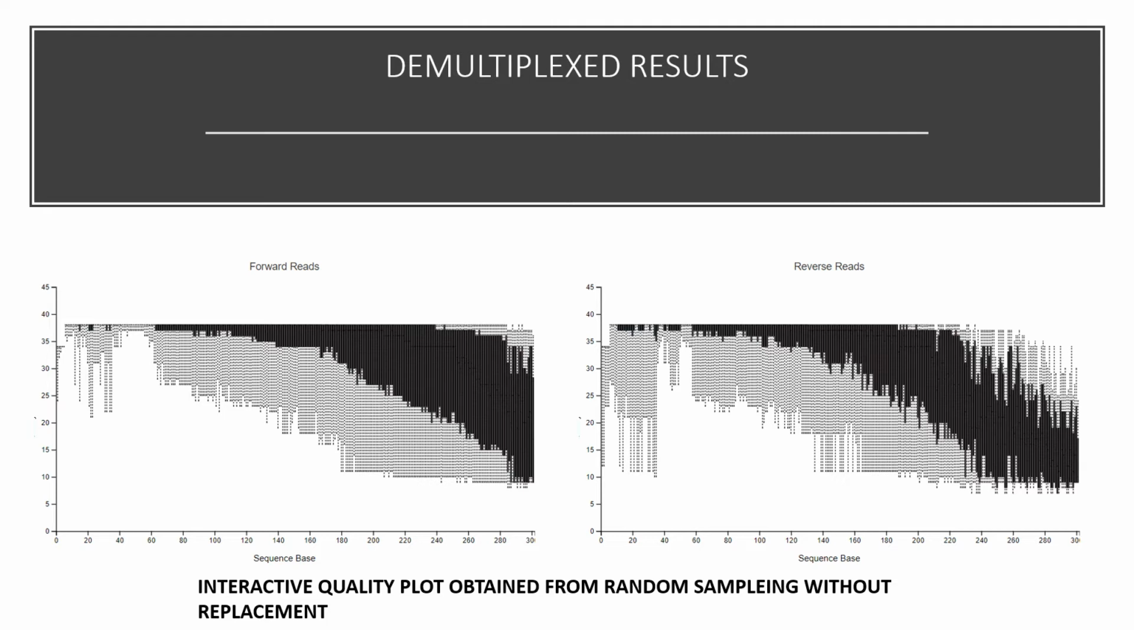So it is a quality plot, and that is obtained from random sampling, and the replacement, we haven't done it in a way like it is without replacement. So this is a side by side comparison, as we can see.